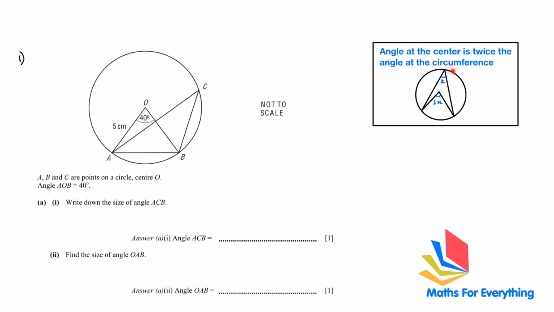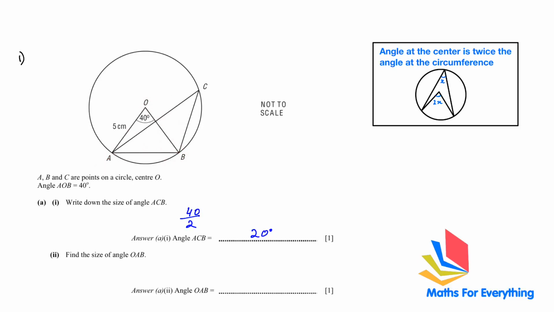So we are going to use this theorem. Angle at the center is twice the angle at the circumference. To find angle ACB, divide 40, the angle at the center, by 2, you will get 20 degrees. Next, find the size of angle OAB.